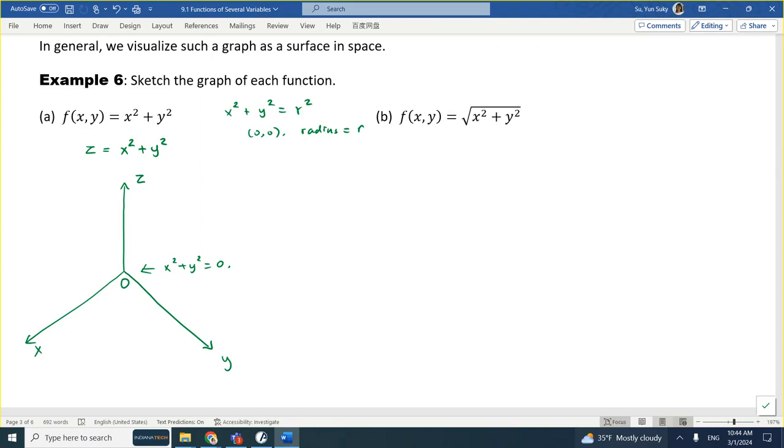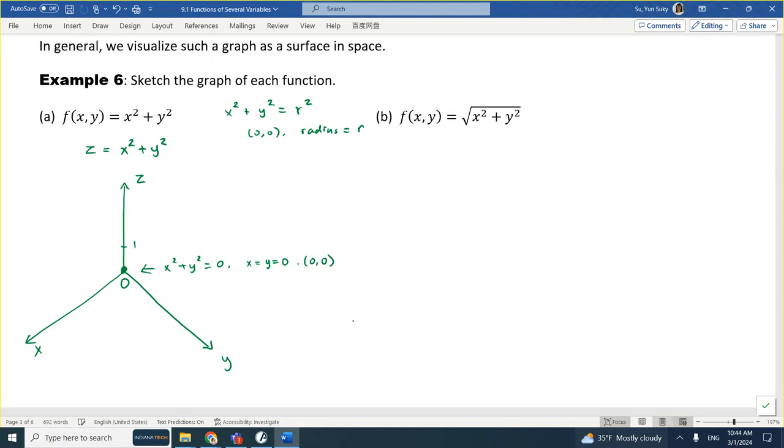X squared is greater than or equal to 0. Y squared is greater than or equal to 0. If the sum of those two things equals 0, it means both of them have to be 0. Right? So we get the origin, x equals y equals 0, which is the origin. So when z equals 0, we get a single point.